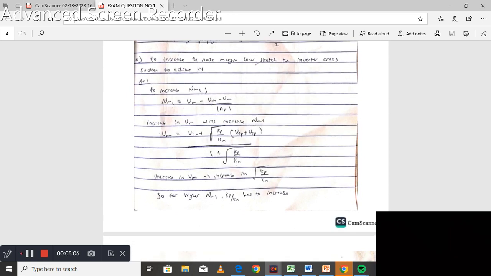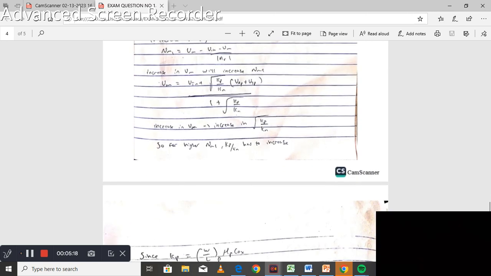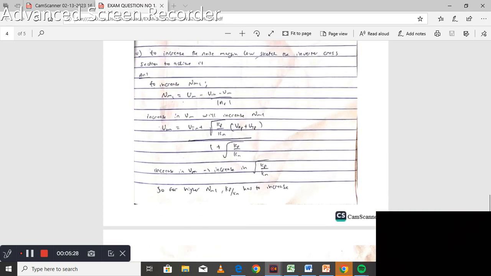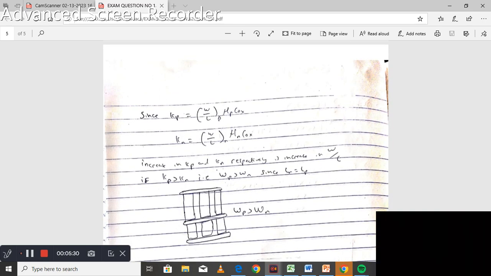And the last question. If you want to increase the noise margin low, sketch the inverter cross section to achieve that. To increase the noise margin low, we're using a formula to get this. So we are basically increasing this value. To increase this value, we have to increase Kp over Kn. And we have the formula for this.